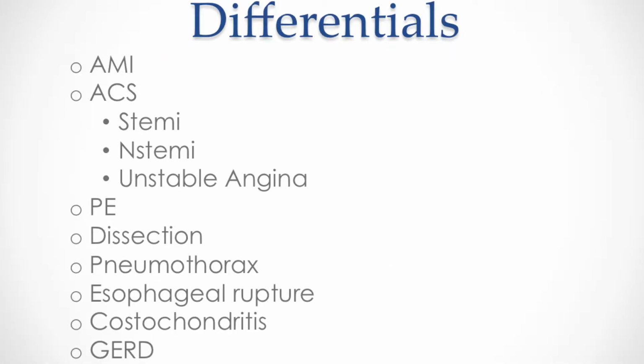Our differentials for this patient: acute myocardial infarction or heart attack, acute coronary syndrome, which is a STEMI, non-STEMI, unstable angina. There's 3 different aspects. Acute coronary syndrome is kind of the blanket term that encompasses acute myocardial infarction, as well as different terms that would indicate someone is having some sort of cardiac issue that's causing the chest pain.